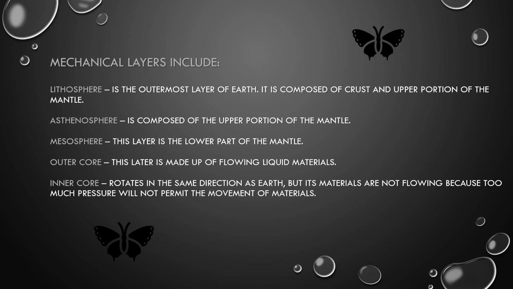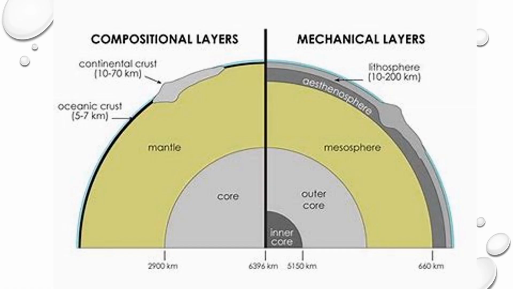So the next layer is the outer core. This layer is made up of flowing liquid materials. As I've said before, it is made up of melted iron and nickel. It is where the lava is. The flow of the metallic materials in this layer caused the formation of Earth's magnetosphere.